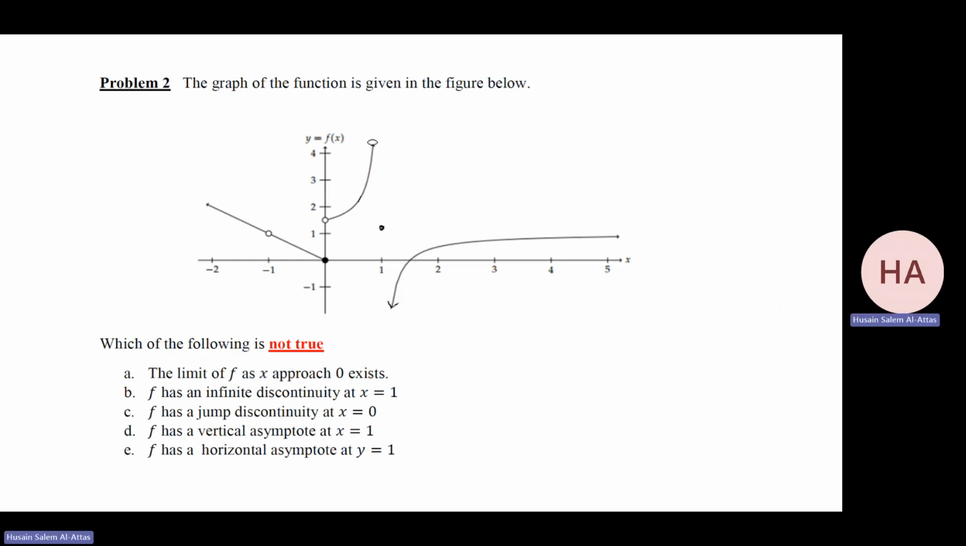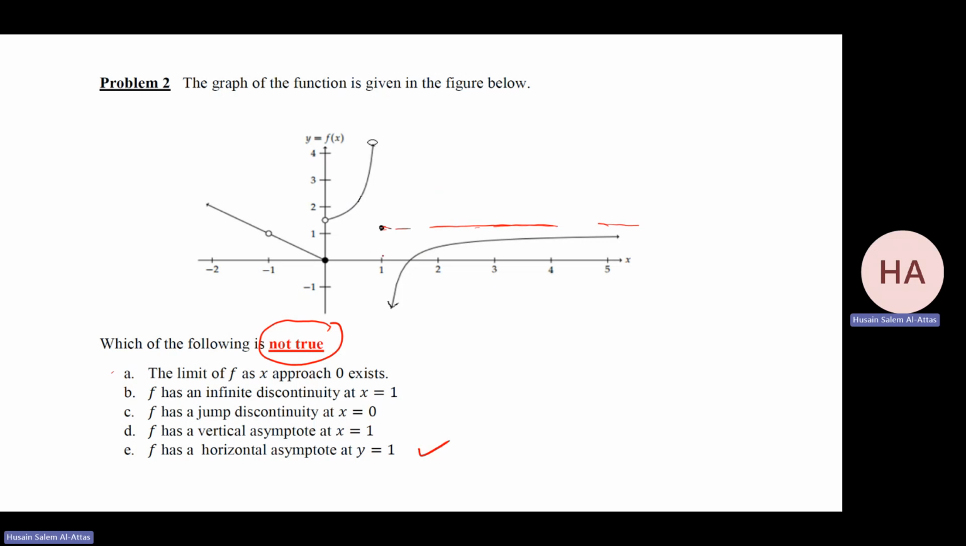The graph of the function is given in the figure below, which is not true. I know this is the correct answer, so I'll do it backward. F has a horizontal asymptote at y equal 1. No, at y equal 1, there is no horizontal asymptote. There is a horizontal asymptote. There is a horizontal asymptote at y equal 1. So this is correct.